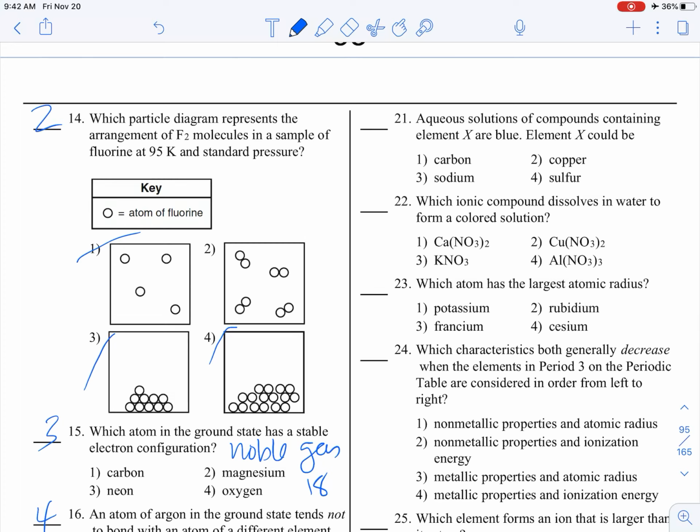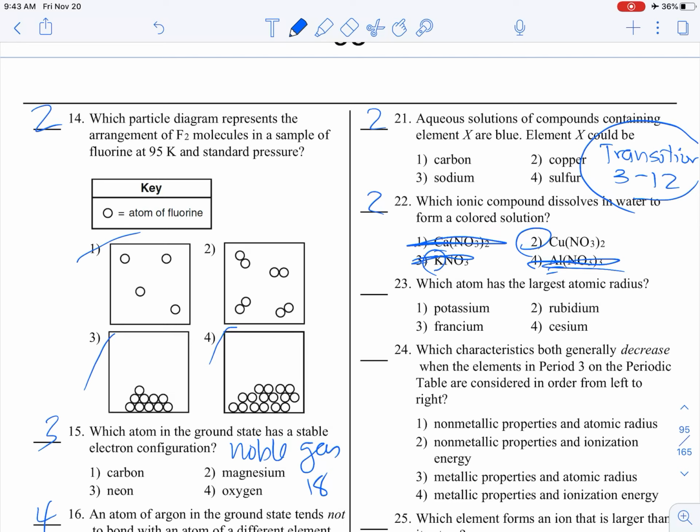Aqueous solutions, which means dissolved in water, of compounds containing element X are blue. So who forms colorful solutions? This is the transition metals, groups 3 through 12. So who's within those? That would be copper. Which ionic compound dissolves in water to form a colored solution? So we're looking for, again, somebody in groups 3 through 12. Calcium's in group 2. Copper is the answer. That's in the transitions. This is in group 1, and this is in group 13.